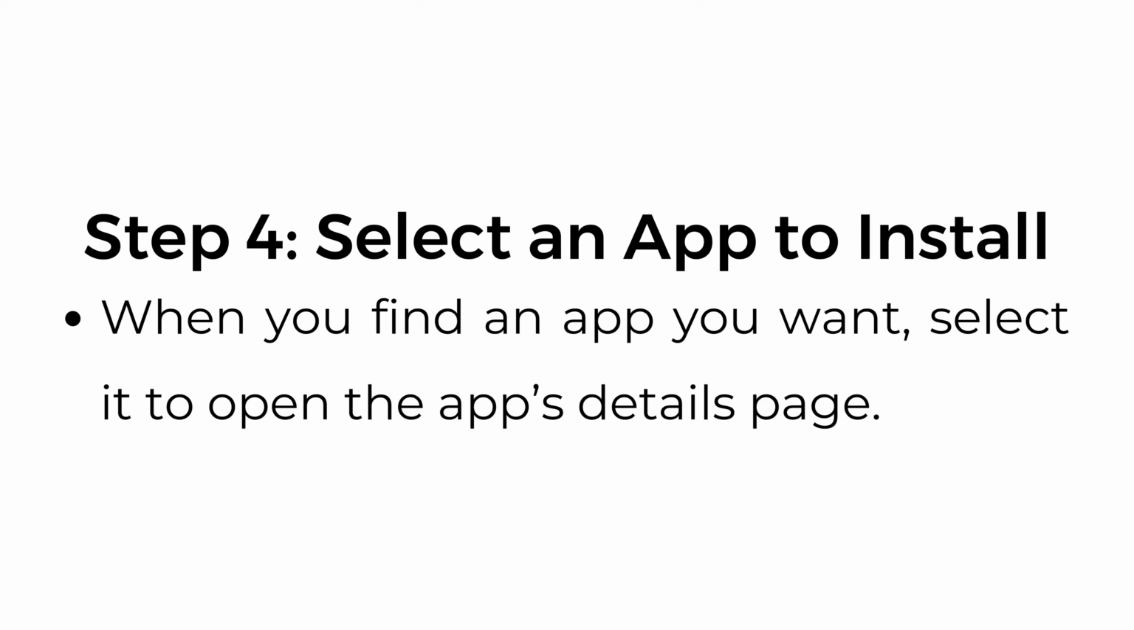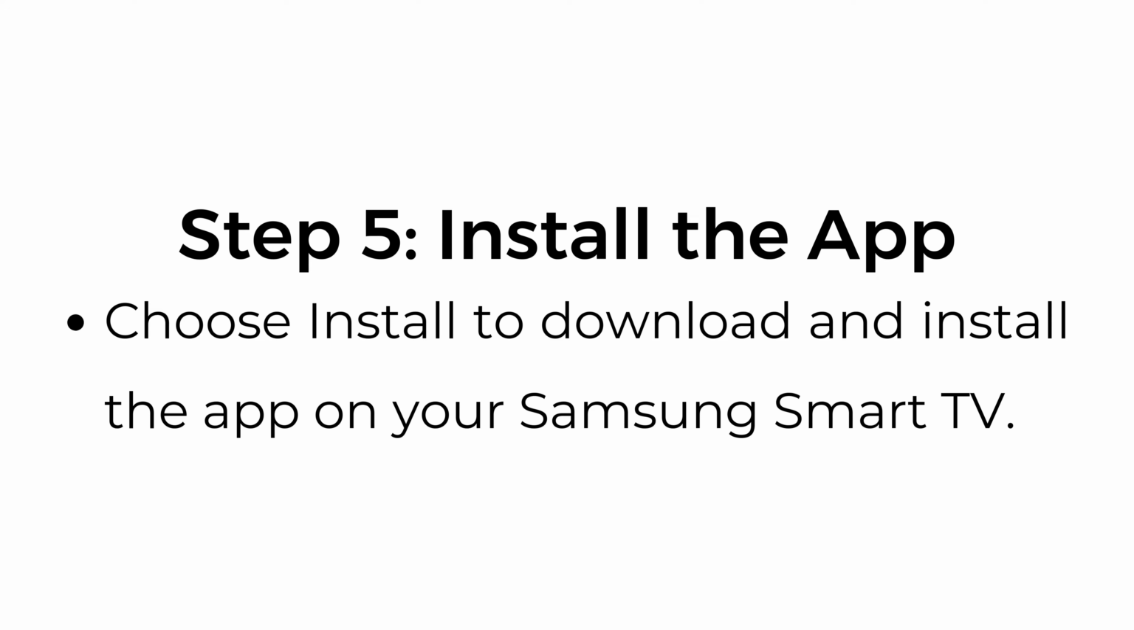Step number 4. Select an app to install. When you find an app you want, select it to open the app's details page. Step number 5. Install the app. Choose Install to download and install the app on your Samsung Smart TV.